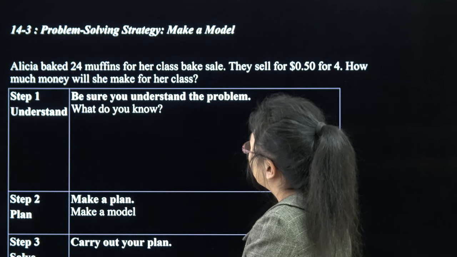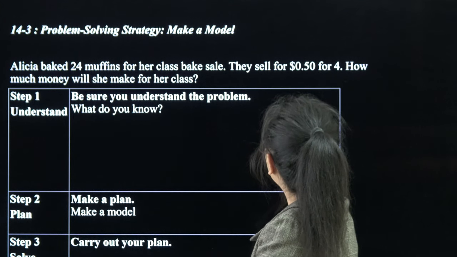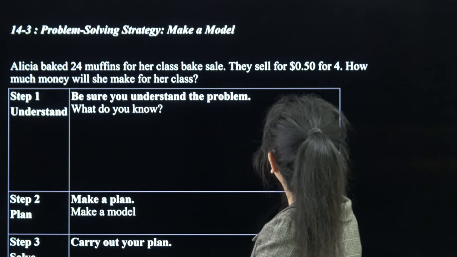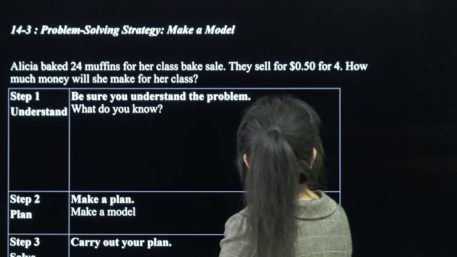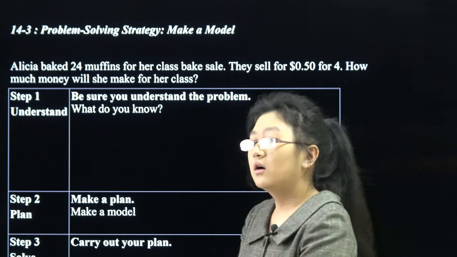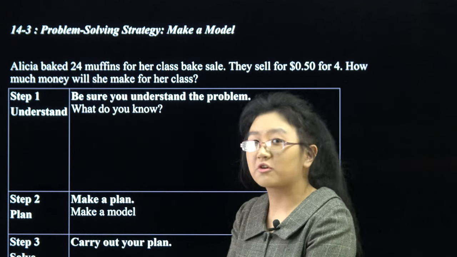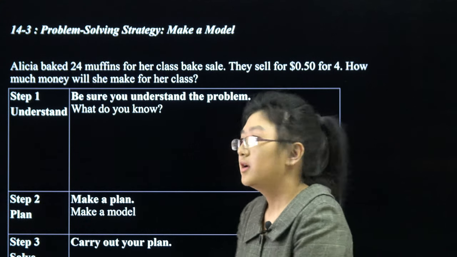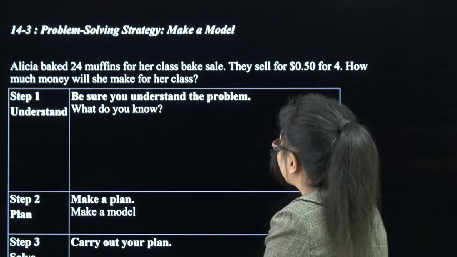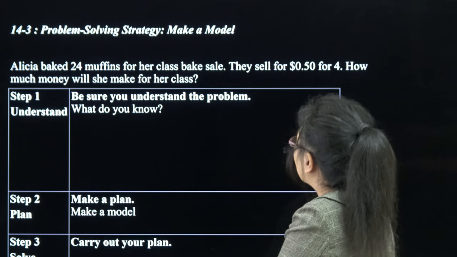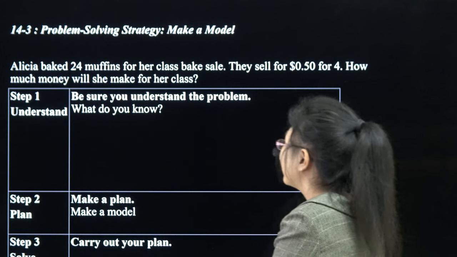Alicia baked 24 muffins for her class bake sale. They sell for 50 cents, or $0.50, half a dollar, for 4. At our school bake sales, if you got $2 for one, that'd be good. Anyhow, how much money will she make for her class? Way too little because, well, other people are selling it at much higher prices.